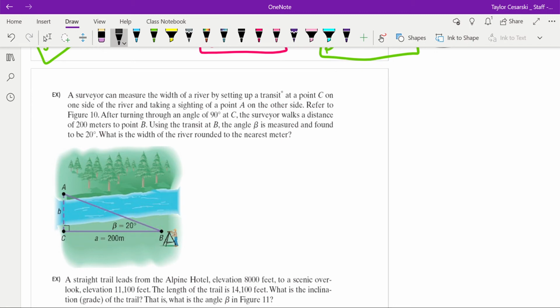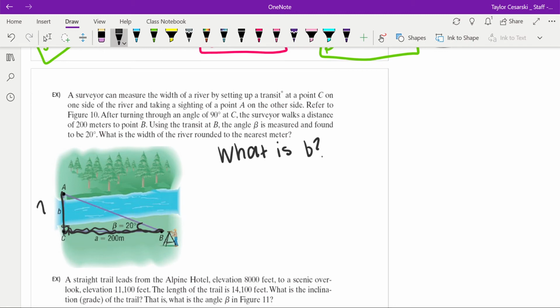It says, what is the width of the river rounded to the nearest meter? So it talks about the surveyor walking a distance of 200 meters, and that's labeled here. And then it talks about an angle of 90 degrees, and this angle right here is 20 degrees, and we want the width of the river. So really it's asking for what is B right here. Basically this question is a little bit easier in the fact that I don't need to find everything, I just need to find the width of the river, which is B.